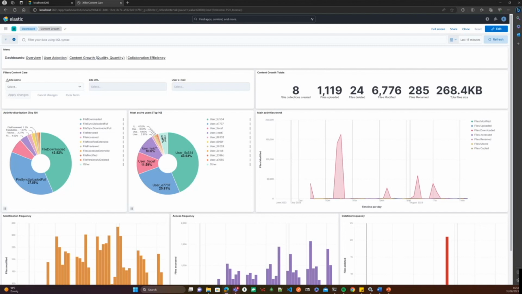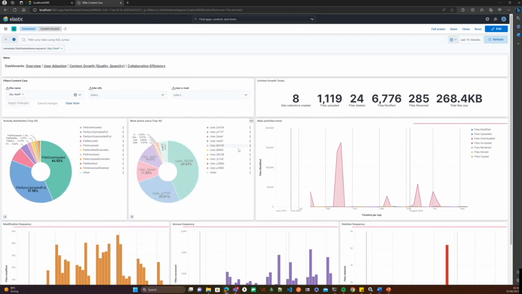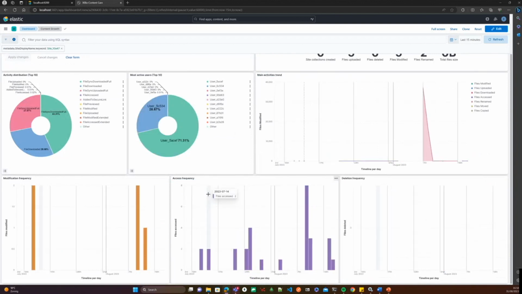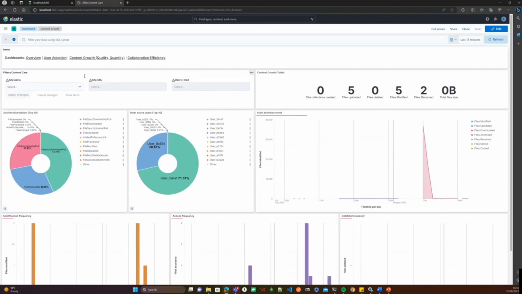So for example, if we wanted to know how we can improve the SharePoint environment, we might start by consulting this particular user, because we can see that they are by far the most active user in the organization as a whole. But as I mentioned earlier, we could also drill down to a specific site and apply what we see to a specific site and take a look at the modification, access, and deletion frequencies. That's a bit about content growth.